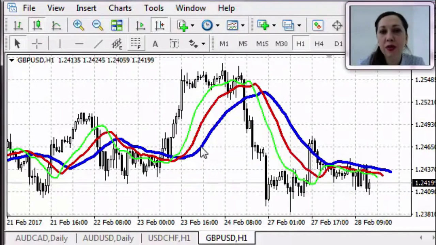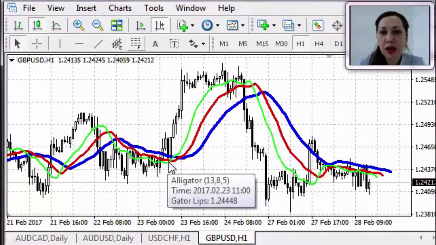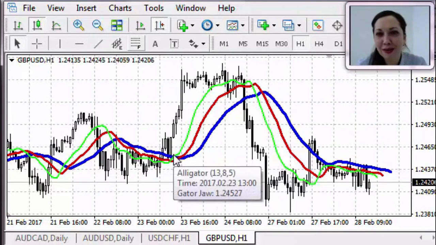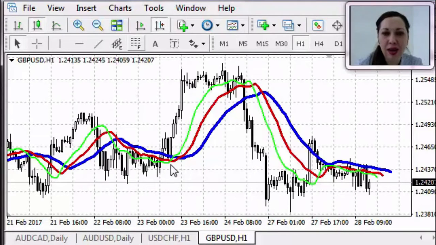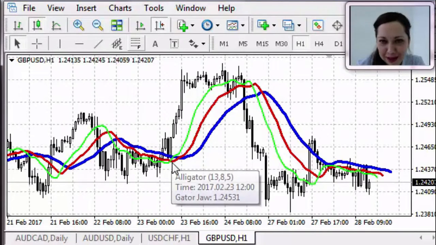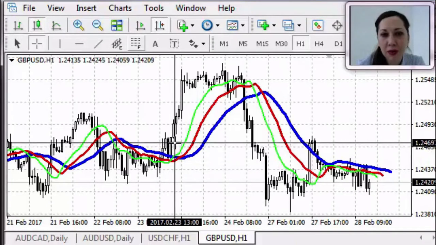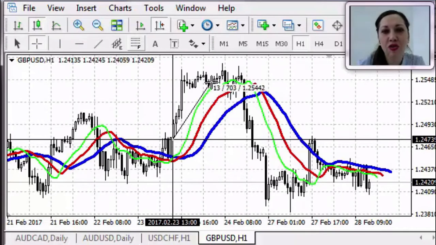Next way, with the crossovers of the lines of alligator. When the lips line crosses, there are some variations. I will give you both. So in the first variation it needs to cross the jaw line. It's very important, the jaw line. In some variations, it needs to cross two lines together. So here we see that actually the lips line crossed both of these lines. So this is an entry point.